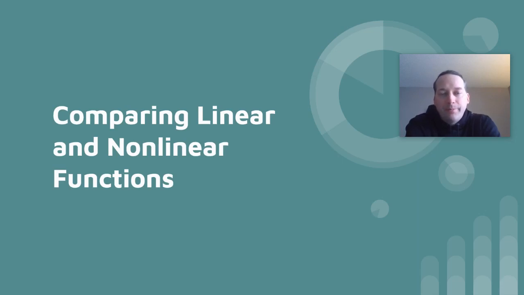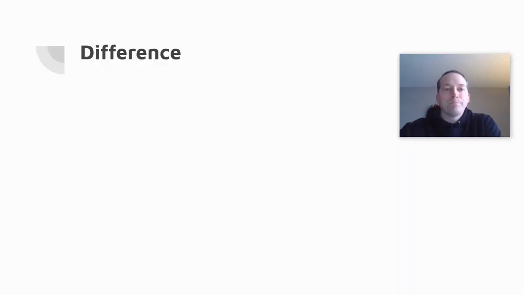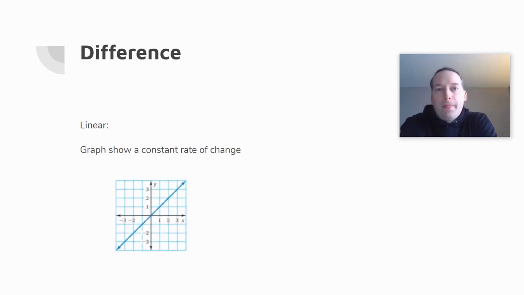A nonlinear function, common sense tells you, is not linear. A linear function graphs a constant rate of change, hence the reason why it's called linear, or a line. That means every time it moves up and to the right, or down and to the right, every time you make a step, it's the same exact proportion. That's what a constant rate of change means. A nonlinear function does not show a constant rate of change.